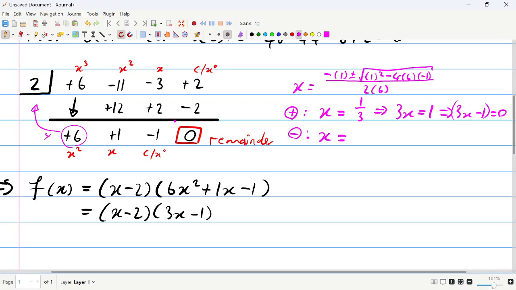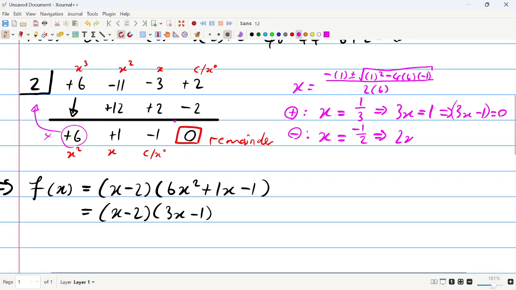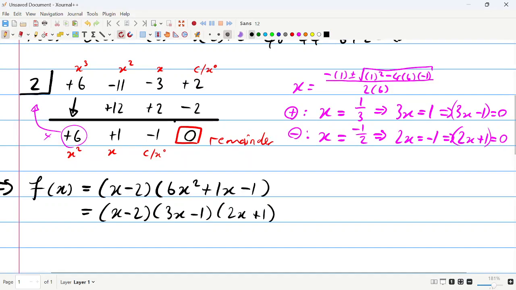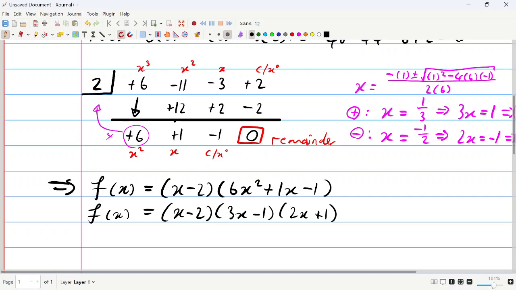And then what about the negative version? When we use a negative in the quadratic equation, we are going to get the following. It's going to be x equals negative 1 over 2. So this implies to us, if we take the denominator over, we're going to have 2x equals negative 1, which implies to us that 2x plus 1 is equal to 0, because we take the negative 1 over. So therefore, our second factor is going to be 2x plus 1. And there we go. We just factorized f of x using synthetic division, and obviously we just needed to remember our factor theorem as well. Let's do another example and then we can call it a day.